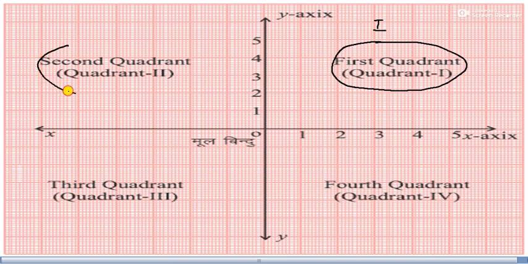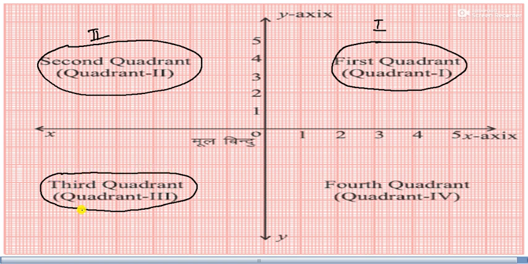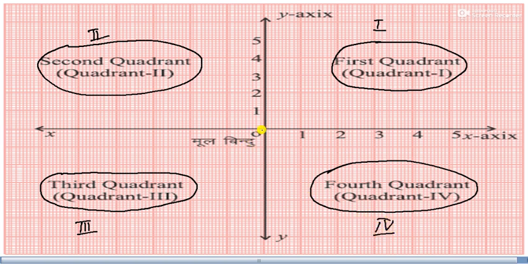Now this is your second quadrant. This one is the third quadrant. And this is your fourth quadrant. Always remember. This point is called the origin, and the coordinate of the origin is always 0, 0. That is the most important question. The coordinate of origin is 0, 0.